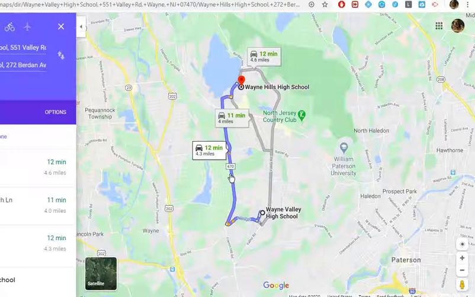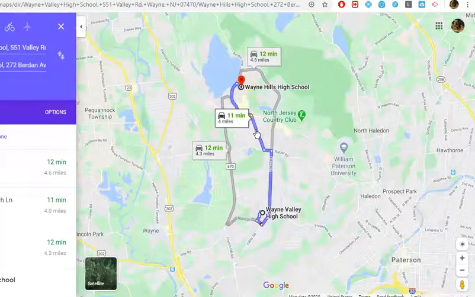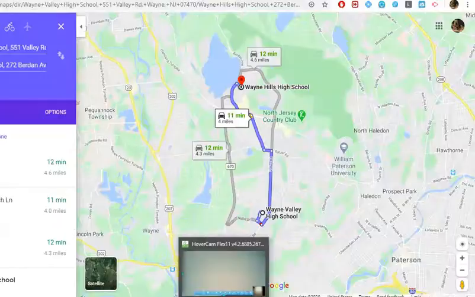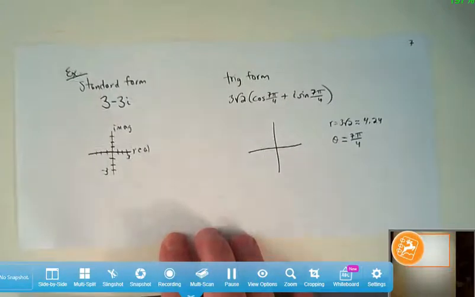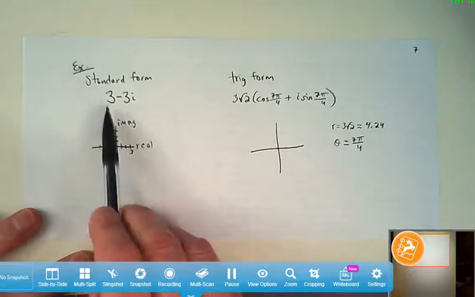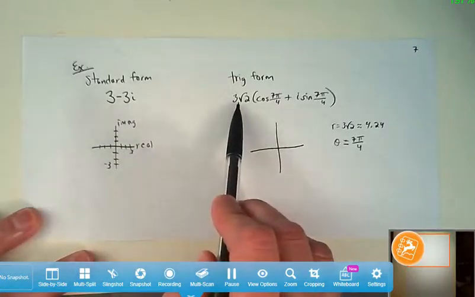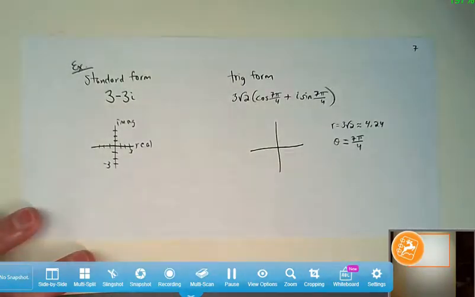Another way to describe getting to the same location would be to go up Nellis Drive and then take this road, which I think is Alps, and then you can make some turns and get yourself to Wayne Hills High School, or you can go this way as well. So just like there are different ways to get from Wayne Valley to Wayne Hills High School, we can get to a location in space by describing it in different ways. This example that we just did, we came up with 3 minus 3i in standard form becomes 3 radical 2 times this quantity in trig form. These are really just two different sets of directions to the same location in space.